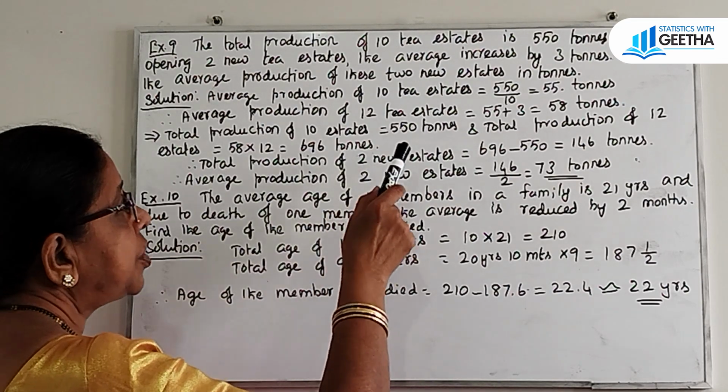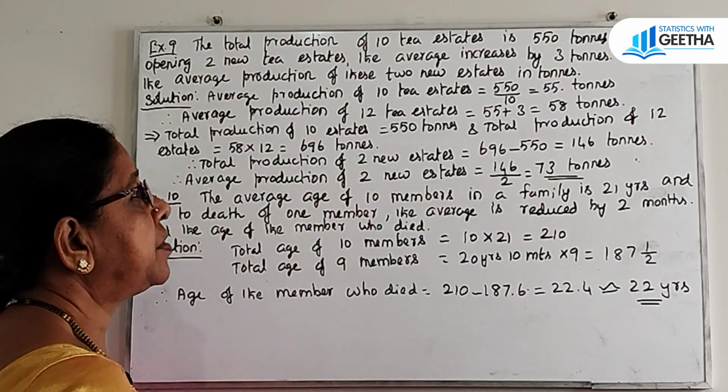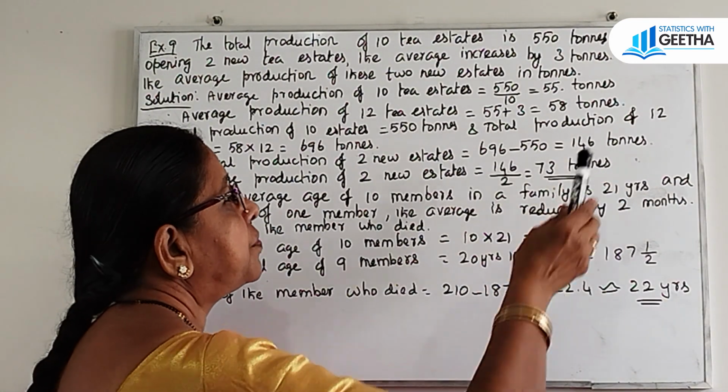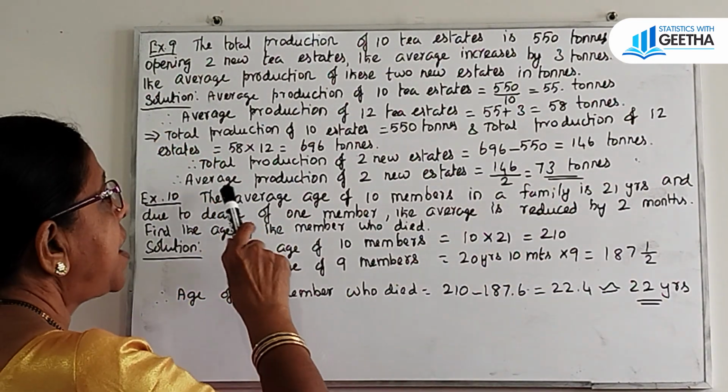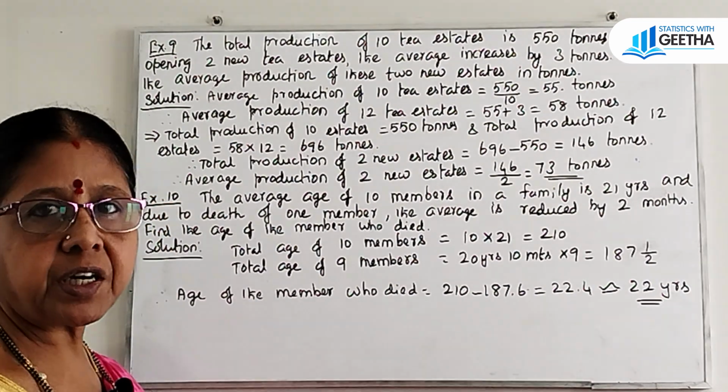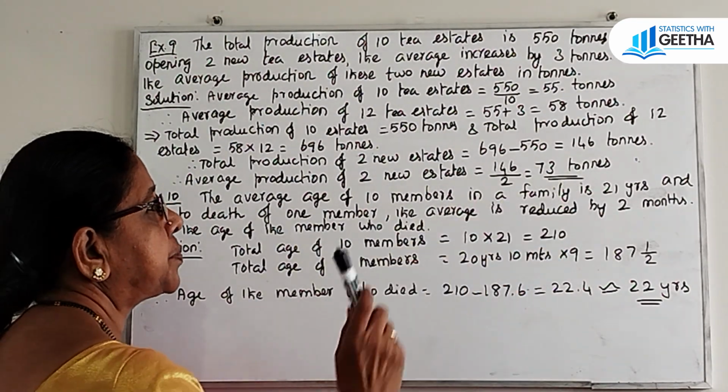Therefore, total production of the 2 new estates is 696 minus the old ones, 550. So that is 146 tons. Therefore, average production of the 2 new estates equal to 146 divided by 2, that is 73 tons.